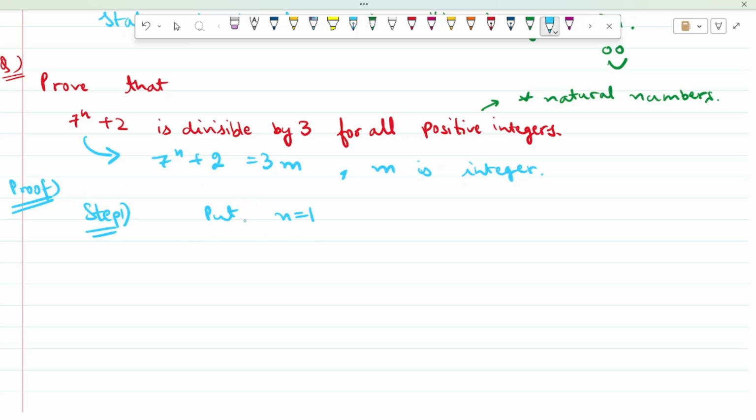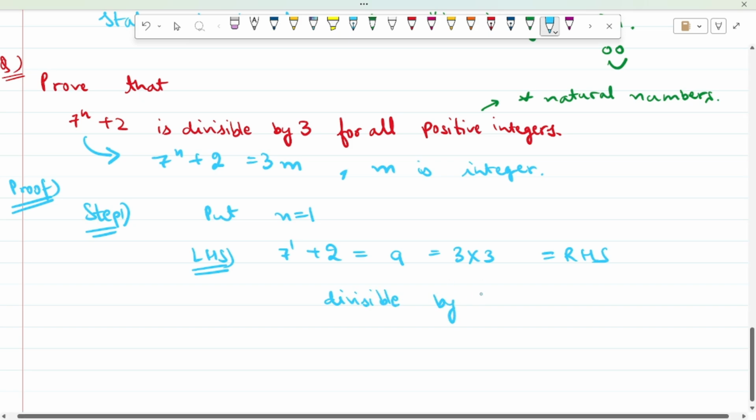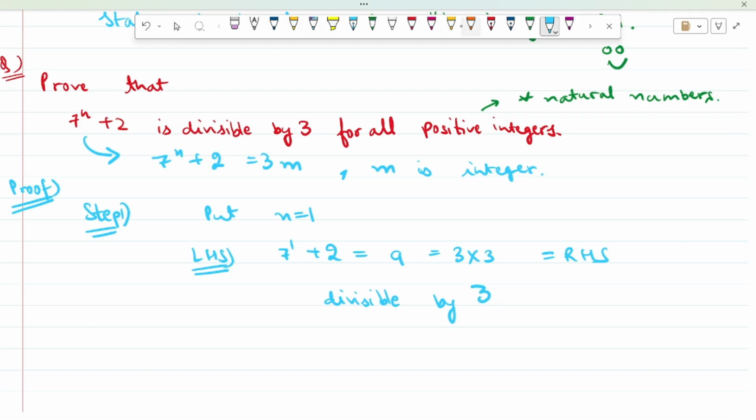So we can translate this statement to this format. Let's just plug in the left hand side. 7 to the power of 1 plus 2. So it's 9, right? So 9 is 3 times 3. So hence it is true. It's equal to some format of RHS. It's divisible by 3.